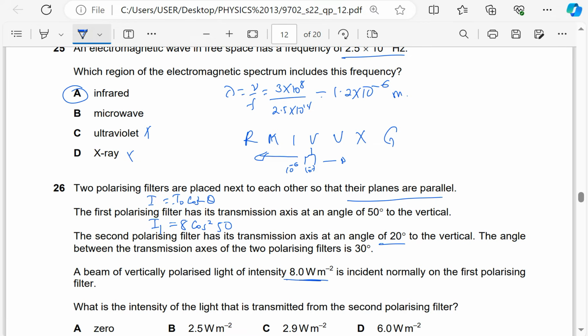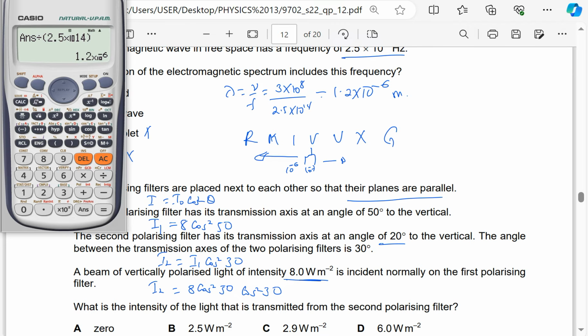I'll just continue from where I stopped. From 50, I add another 30. So I2 is going to be now I1 cos squared of 30. So I2 is going to be 8 cos squared of 50 cos squared of 30. So I'll just check this with my calculator.